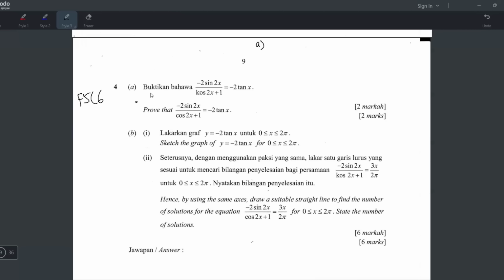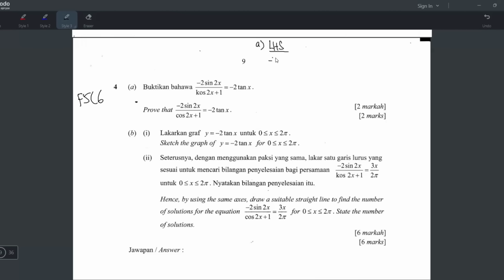For a proving question, you have to start from the more complicated side, and then use the formulas and change it so that it becomes the other side. If I start from the right hand side, it will be very difficult because there's nothing much you can change. The only thing you can change is tangent to sine over cos. You cannot use basic identities because there is no square, you cannot use double angle because there is no double angle here, and you cannot use addition angle. That's why it's not recommended to start from the right hand side. Starting from the left hand side is good because you can see the 2x here, which means you can use double angle. So I'll start from the left hand side.